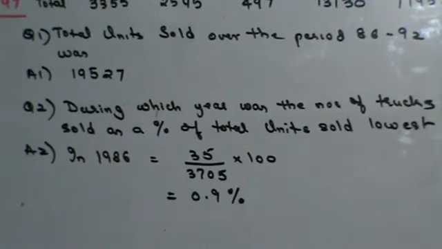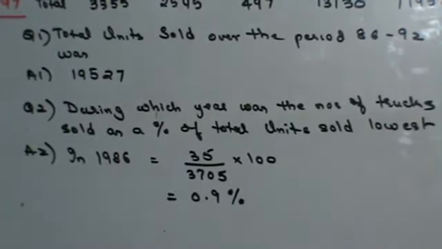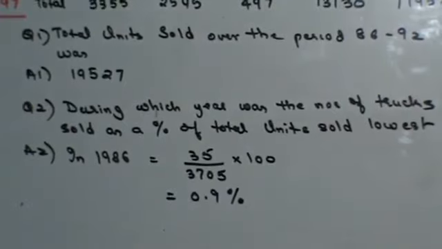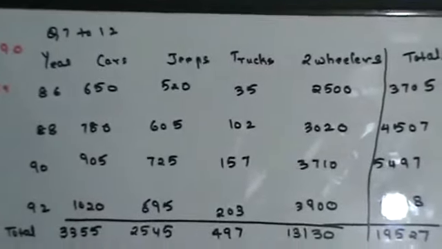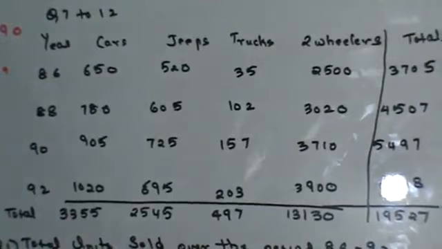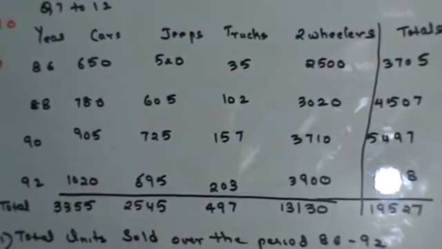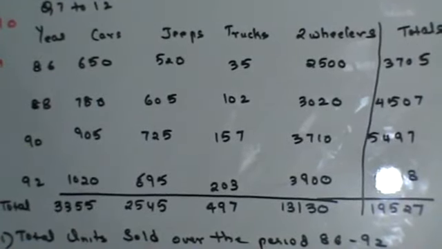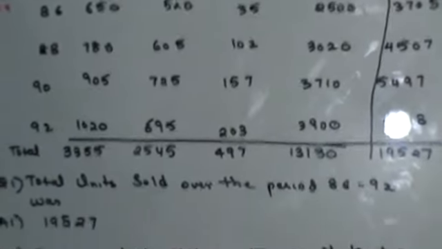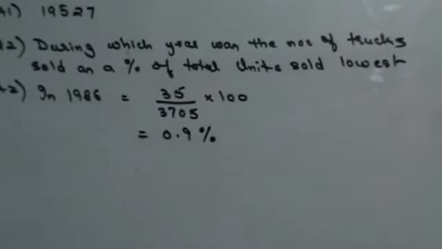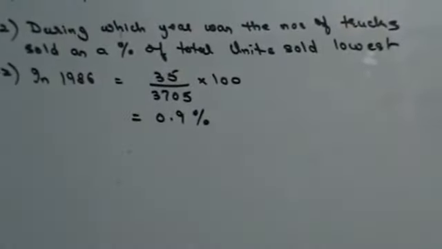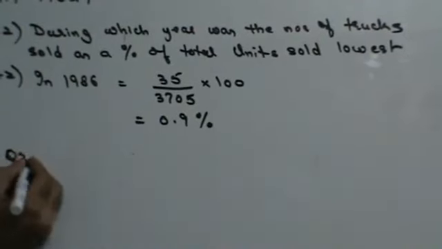Now I can check this for the other years also. What you will realize is that's 102 upon 4,507, 157 upon 5,497, and 203 upon 5818. All those figures are going to be greater than this percentage. This is the lowest percentage. So in the year 1986, the number of trucks sold as a percentage of total units sold was the lowest. Next.